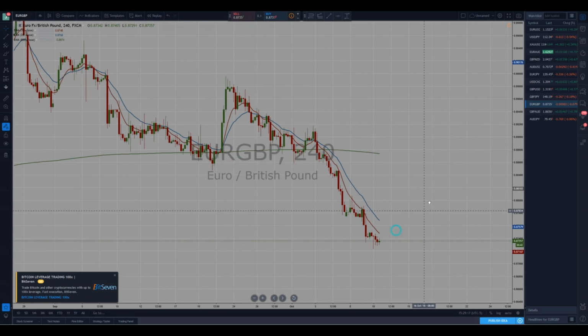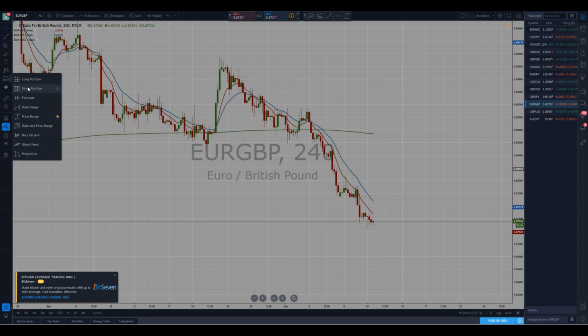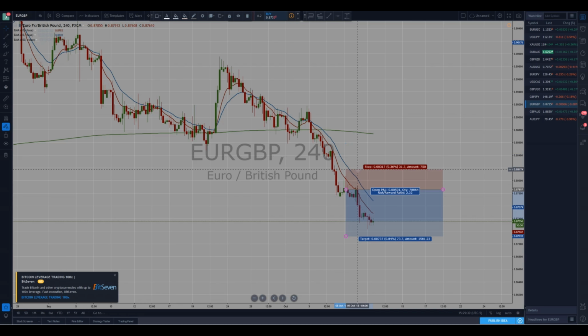So our first opportunity to enter is going to be this wick right here. It's going to be for a short on the 4-hour time frame. Our entry is going to be at the end of the candlestick close. Stop loss is going to be slightly above, we'll say 30 pips. Take profit 2 to 1.